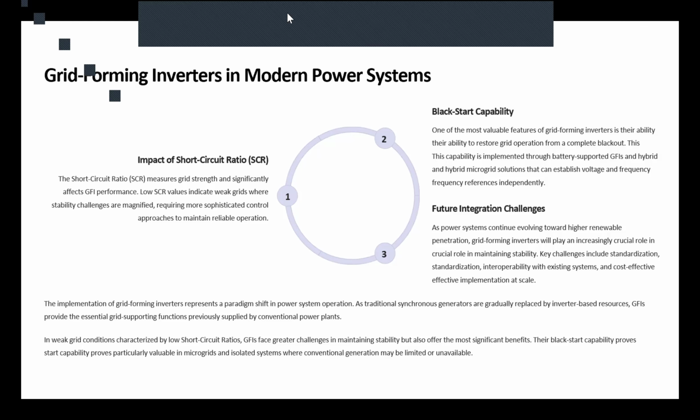Next session, I'm going to talk about the Droop control itself, because it's the heart of the grid following, and we have to know how the Droop works. And after that, after the Droop work, basically we are finished with the concepts that we wanted to talk about before the midterm.